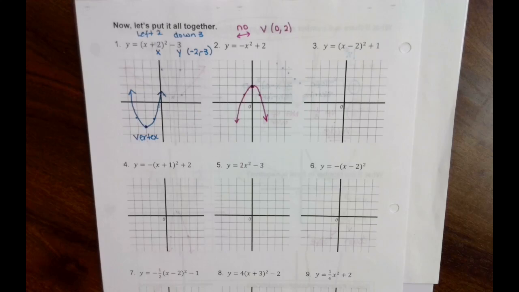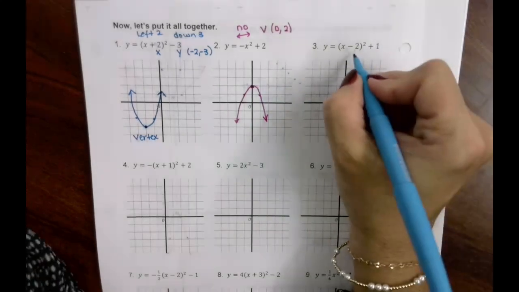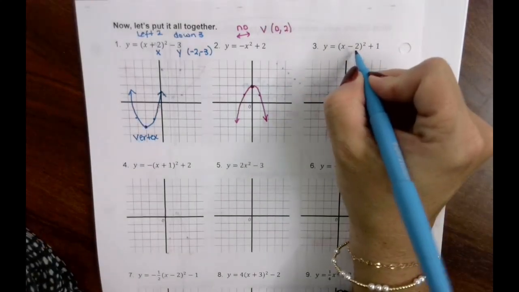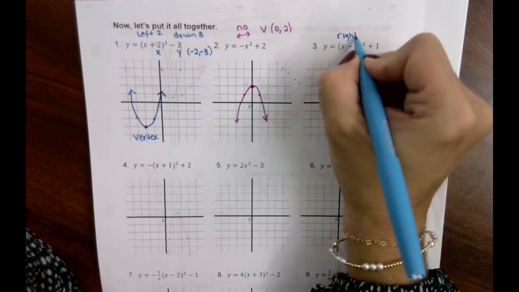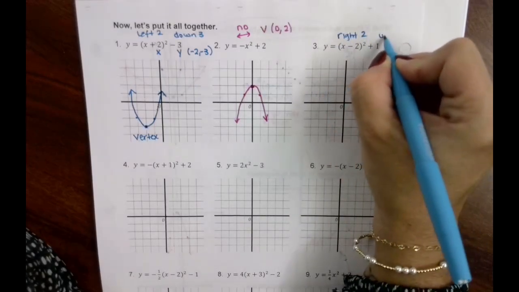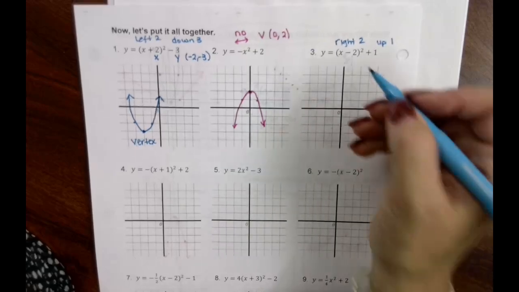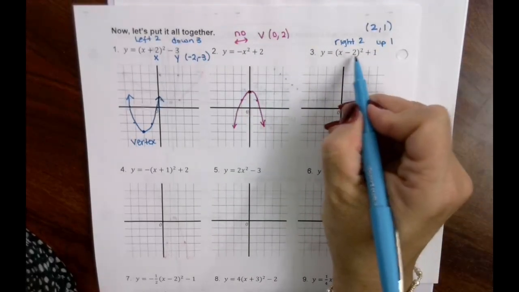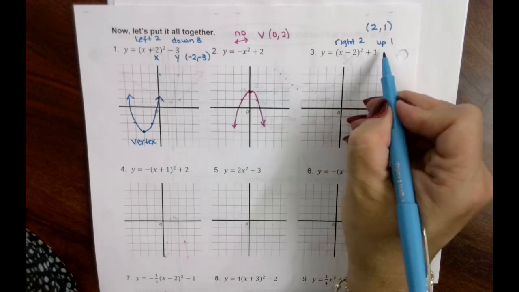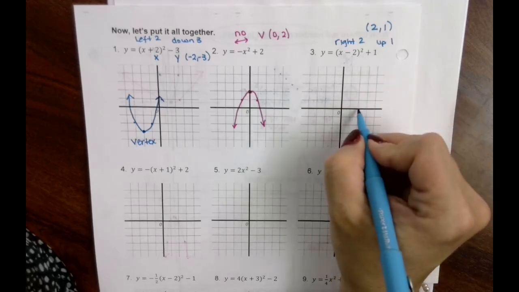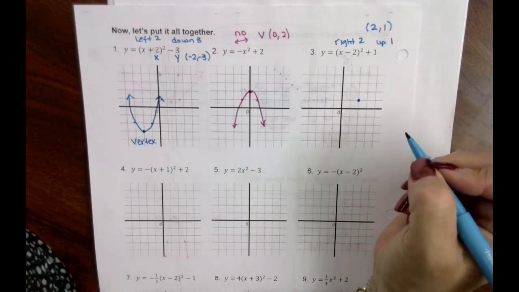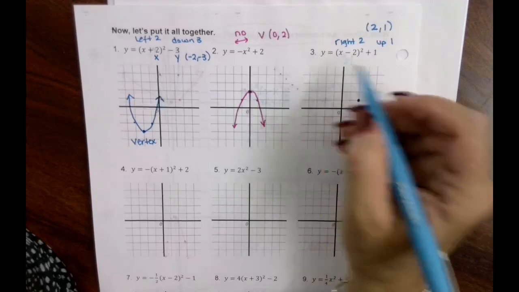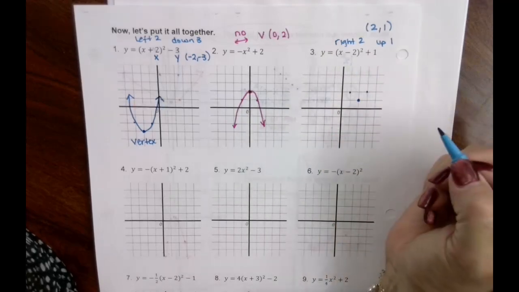Okay, next one, I'm going to look at my vertex. So this tells me that I'm going to go right by 2, and this tells me I'm going to go up by 1. So my vertex happens here at 2, 1. 2 because I'm going to the right, and then up because of this. So I go over here 2 and go up 1. Nothing's happening here, so I know that that value here is just 1.